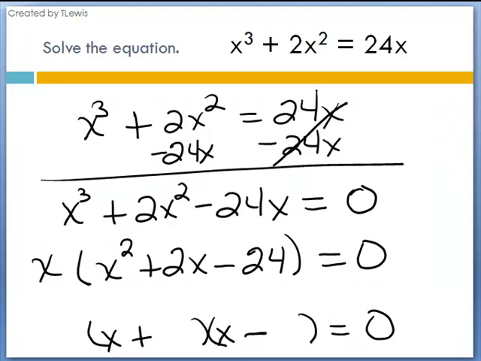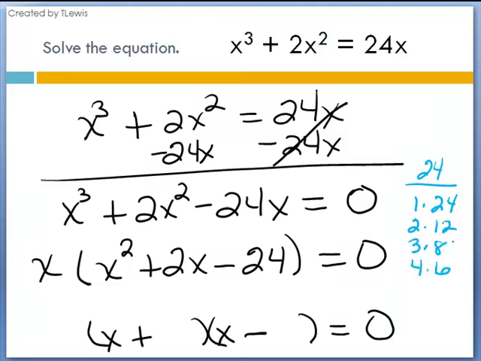Now for our last term, we want to list factors of 24. So I'm going to list them over here. Which set of factors, when we subtract, because our signs are opposites of one another, that means we're going to subtract those numbers. We have 1 and 24, 2 and 12, 3 and 8, 4 and 6.